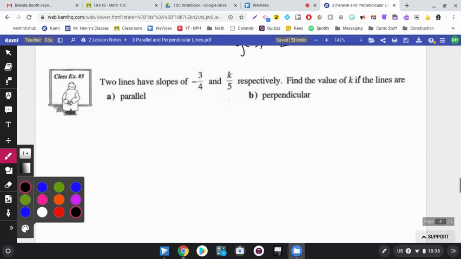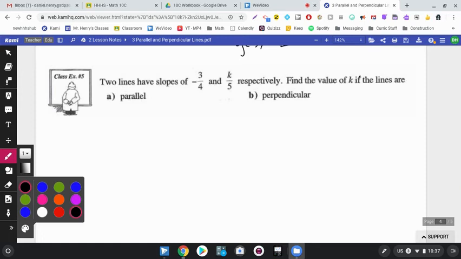Last question we're going to look at before I send you for some homework, and I guess before I send you for your weekly assignment and then the weekend. Two lines have slopes of -3/4 and k/5, or something over 5. Find the value of k if the lines are parallel or if they were perpendicular. So here's where we need to know the definitions of parallel and perpendicular so we can work with it.